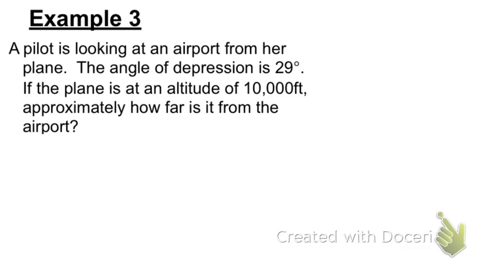Example 3. A pilot looking at an airport from her plane. The angle of depression is 29 degrees. If the plane is at an altitude of 10,000 feet, approximately how far is it from the airport? When we're asking how far, I'm talking how far laterally.